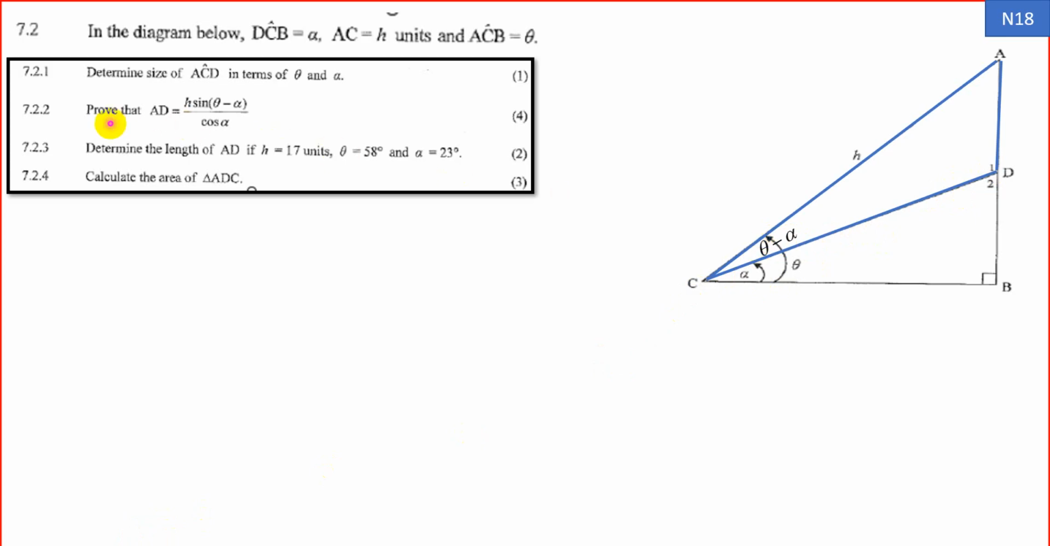The next question is to prove that AD is equal to h sine theta minus alpha all over cos alpha. At first glance, that looks quite intimidating. So let's look at it in the diagram. So we have AD, and the question we ask ourselves: do we have the angle opposite AD? Well, we have the angle opposite AD, that's good news.